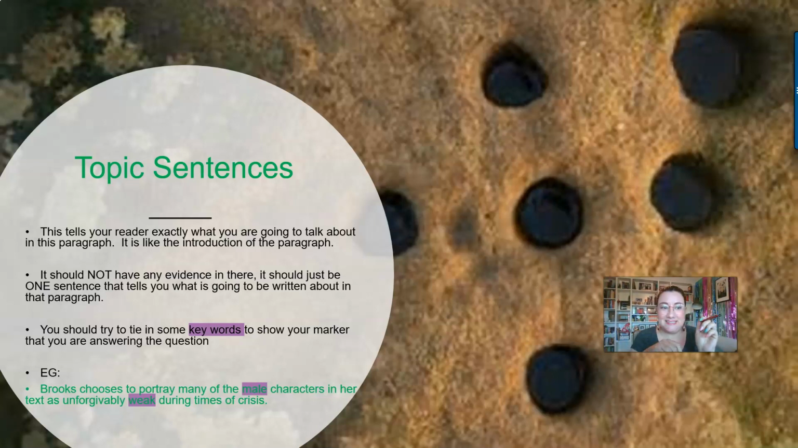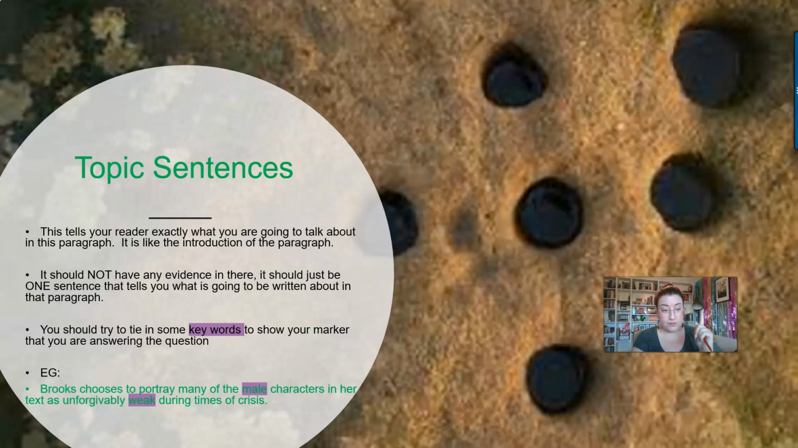So topic sentences. Okay, why do you need a topic sentence? It tells the reader exactly what you are going to talk about in this paragraph. It's like the introduction to the paragraph. So it's super important and you can't skimp on it, okay? It shouldn't have any evidence in there. Okay, it should merely be a statement of what the argument is. Okay, one sentence that tells me what your argument is in this paragraph, remembering that you have one argument per paragraph.